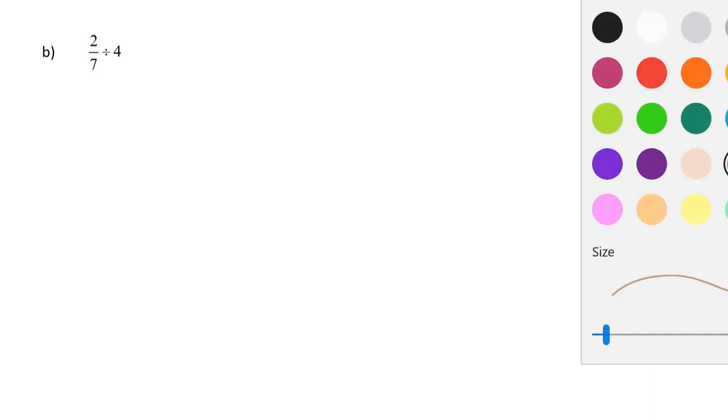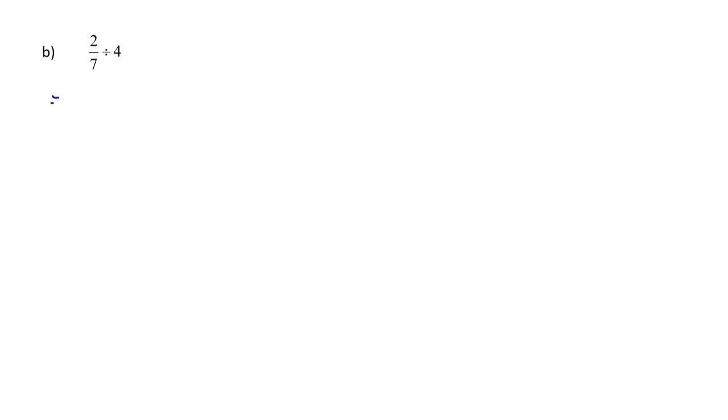2 over 7 divided by 4. So don't forget that 2 over 7 has got nothing to do with division. So I'm going to change my division sign to a multiply sign as long as I flip around this fraction. Now here's the problem. 4 isn't a fraction. So let me make 4 into a fraction, because otherwise I'm not too sure how I'm going to tip it. So I make 4 into 4 over 1, so that when I flip it, I have 1 over 4.